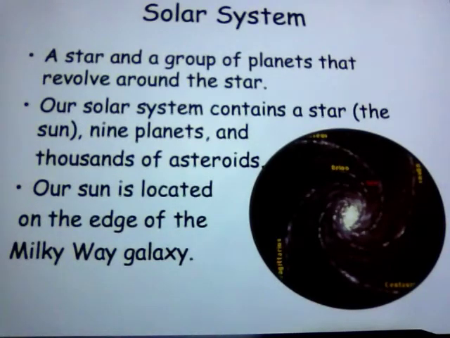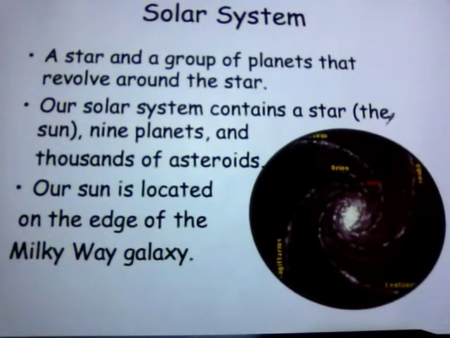A star or a group of planets that revolve around the star is what we define a solar system as. Our solar system revolves around the sun, which is our star. It has 9 planets and thousands of asteroids. Our sun is located on the edge of the Milky Way galaxy.